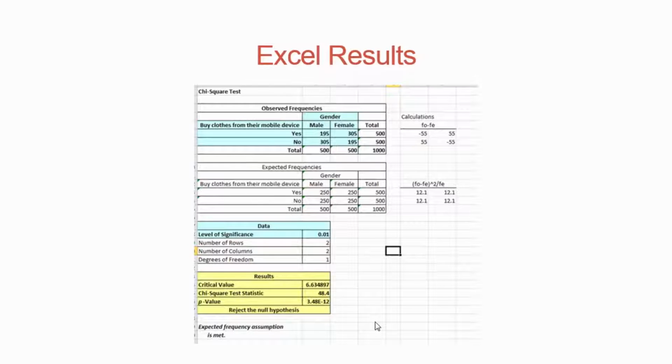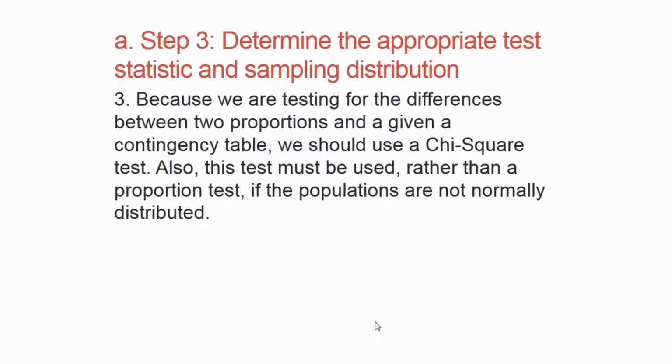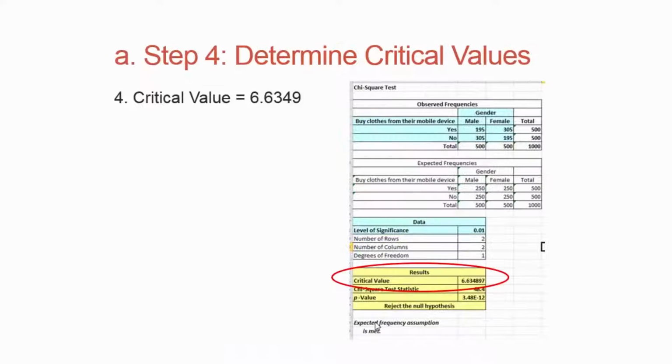Okay, so here's the numbers I'm going to work with. Let's go through my 6 steps. That's step, I already had step 1, 2, 3. Here's step 4, determine the critical value. So the critical value comes from my PHStat, 6.635 is my number, and so that goes in step 4.